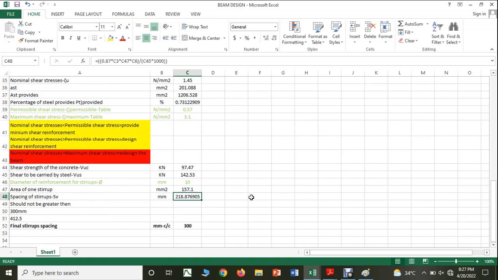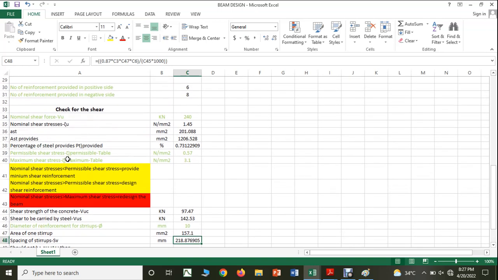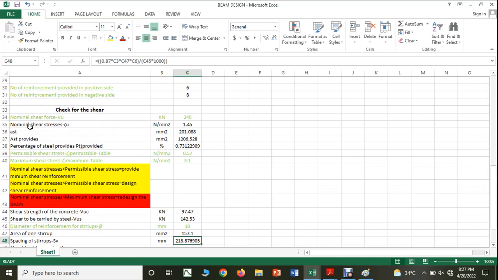Now where we have checked this, you can see your nominal shear stress value is 1.45, whereas your permissible shear stress value is 0.57. That means your nominal shear stress is more than the permissible shear stress, therefore you are supposed to design the shear reinforcement.